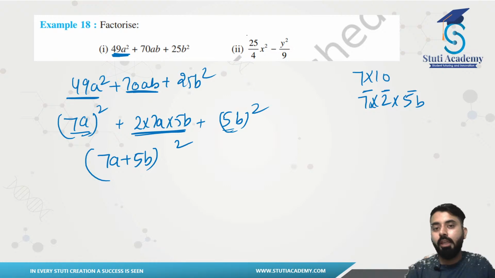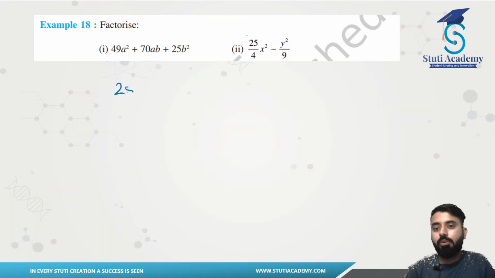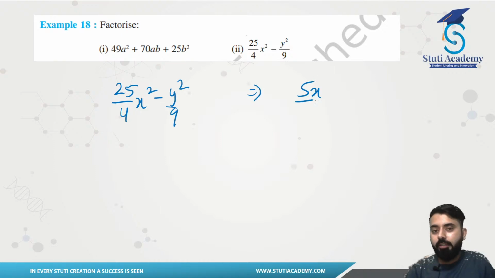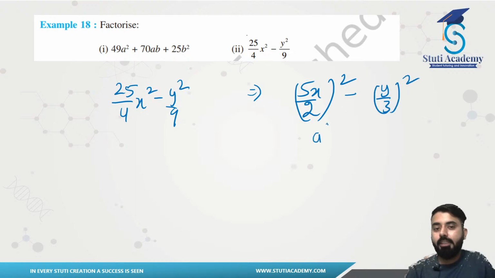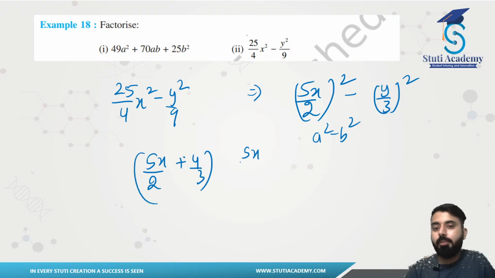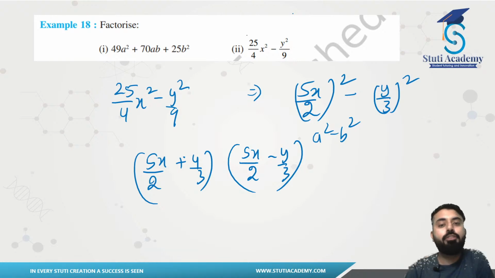Easy, right? Now for the last one, you have this one, 25 by 4 x square minus y square by 9. This will be (5x by 2) whole square, right? And y square by 9 can be written like this, (y by 3) whole square. Again it is like this, a square minus b square. So it should be (a plus b)(a minus b), that is, 5x by 2 plus y by 3 and 5x by 2 minus y by 3. So this is the factorized form, right? So you guys remember how we are using our identities in order to factorize the given statements. So this is how you are going to use your identities and factorize the statements. So let's move forward with this one.